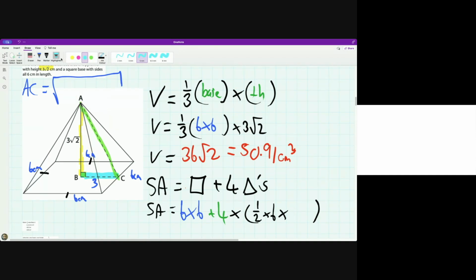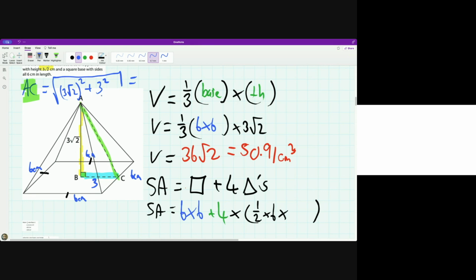So I need to know what the green slant height AC is. And I can go 3 root 2 squared plus 3 squared, and then my calculator is going to help me. What are we getting for AC? Maybe I should do it on my calculator too. Square root, bracket, 3 root 2, close bracket, squared plus 9, or 3 squared.